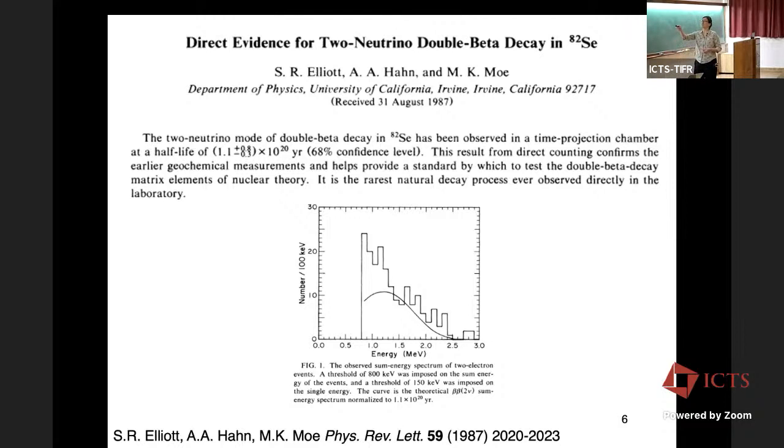So they just got a handful of events in order to make this first observation. There had, of course, been earlier measurements that you heard about last week from geochemical measurements where they could see evidence of the daughter nuclei, but this is the first direct observation. And at the time, it was the rarest natural decay process ever observed directly in the laboratory. So this was done with selenium foils embedded in a gas detector.